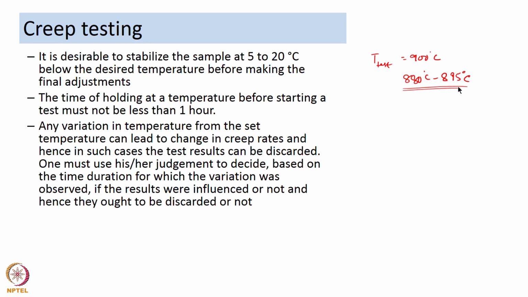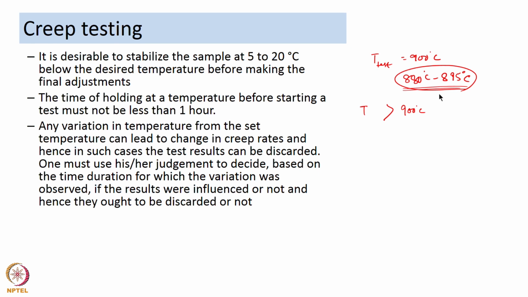The advantage of this approach is, in case you are trying to stabilize your sample directly at 900, then there is always a possibility of overshooting. So, the furnace may end up overshooting and providing temperature greater than 900 degree centigrade, and since some phase transformations can happen at higher temperatures, that is why it is always better to stabilize your furnace at slightly lower temperatures, and then make the final adjustments, so that the sample temperature does not overshoot your test temperature.